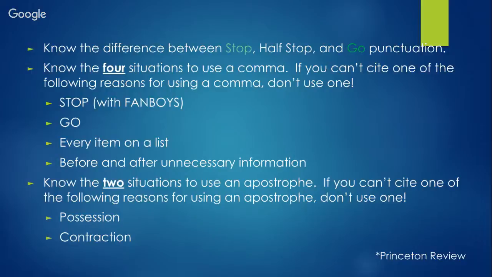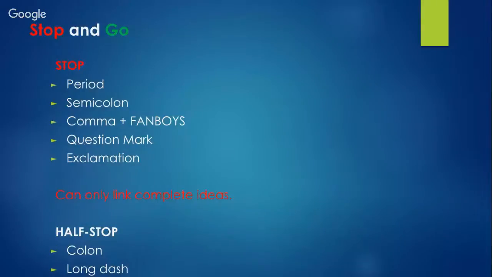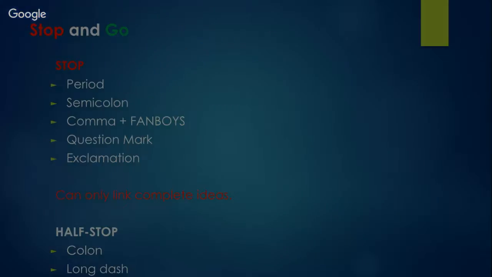Third, know the 2 situations to use an apostrophe. If you can't cite one of the following reasons for an apostrophe, then don't use one. It's either owning something or it's connecting 2 words together. Let's talk about the difference between stop and go. Stop is like a period, a semicolon, a comma plus a fanboy, a question mark, or an exclamation. They can only link complete ideas. A half stop would be a colon before a list and then a long dash.